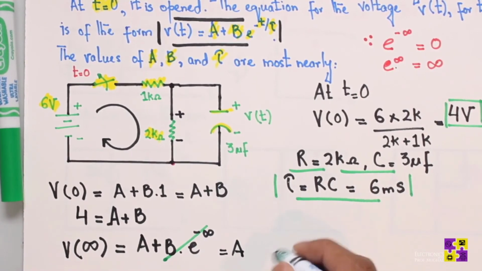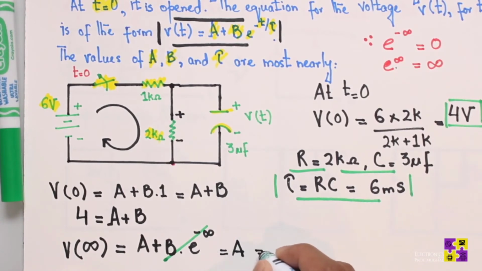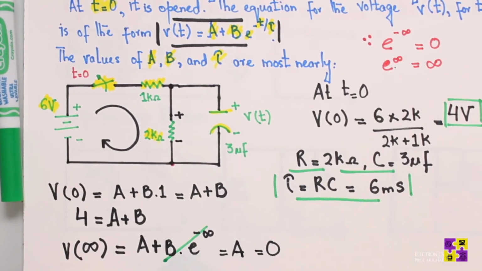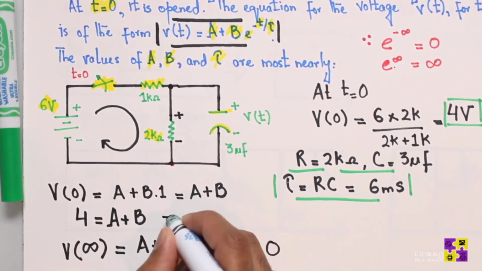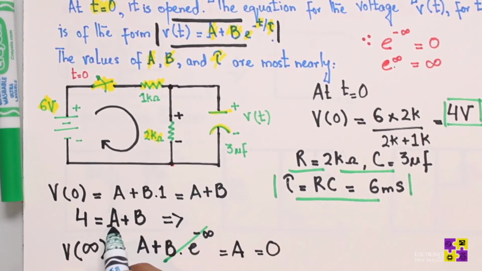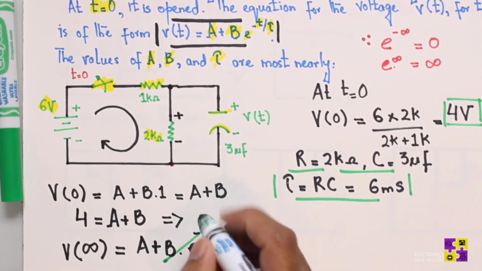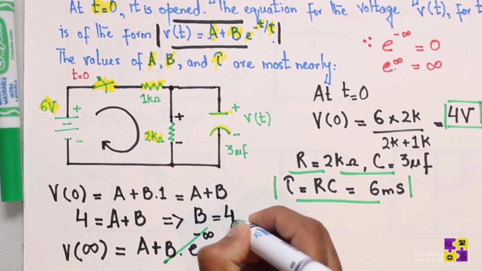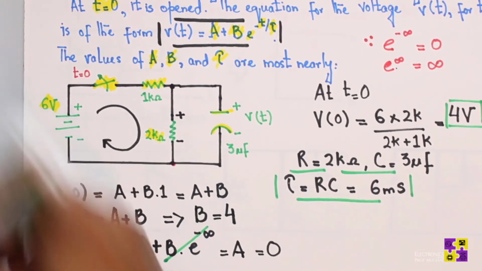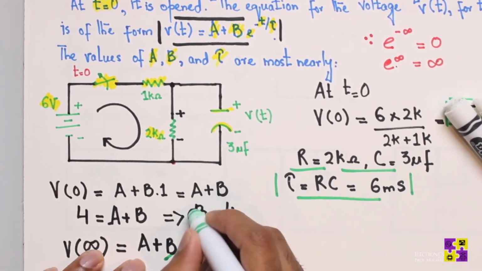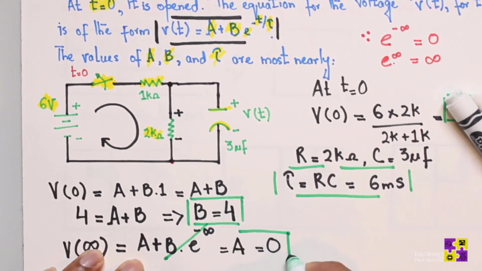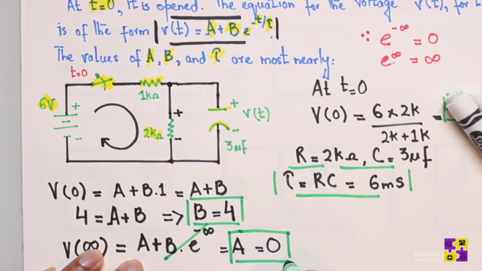So a is simply going to be 0. And now b is going to be what? Well, knowing that a is 0, if I plug a equals 0 into this equation, b becomes 4, correct? So these were the parameters we were looking for. B is going to be 4 and a is simply 0.